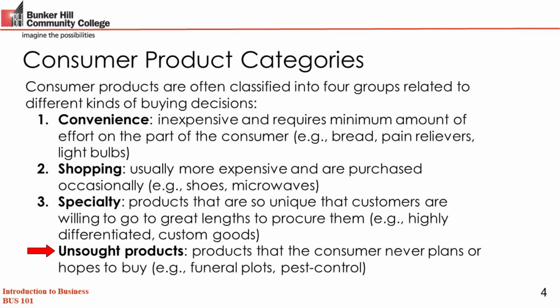Unsought products are relatively difficult to market, and the examples here are funeral plots and pest control. I do see pest control. Once in a while, I'll see a funeral home advertisement. A lot of people don't like to make wills and do their estate planning because they have to think about what it's going to be like when they die. These are still products that people need, and you do need to do the marketing mix and make sure that the information is available to them. But you have to be cognizant of the fact that people don't seek these products out. How do you reach people for something that they need, but they don't really want to think about? And that can be a challenge.